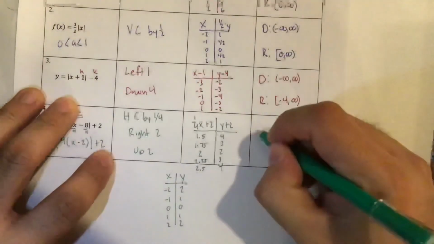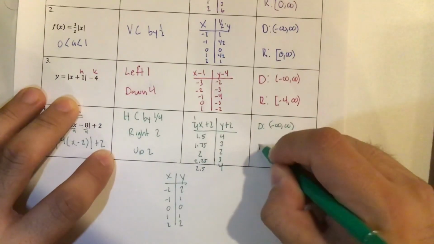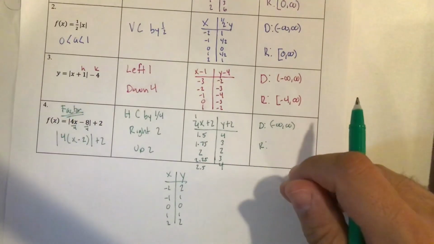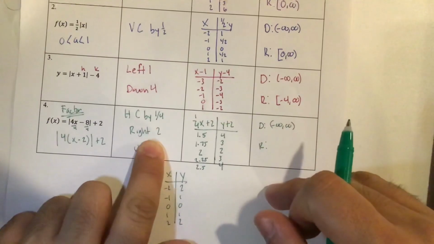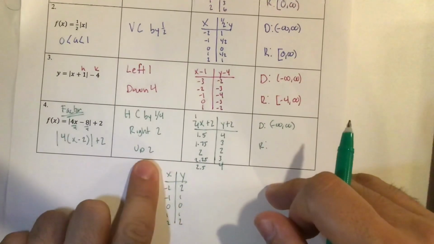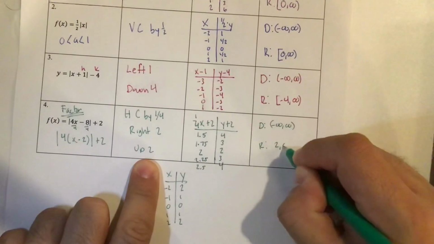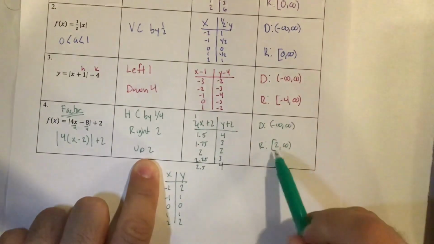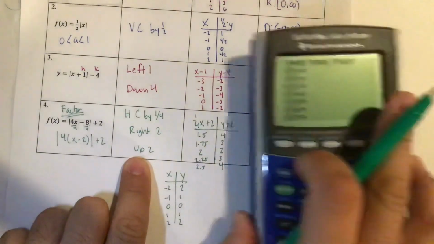First off, we should already write the domain because we know that's going to be all real numbers unless there's a restriction. For the range, really quickly, horizontal compression by 1/4 does not affect the range. Right 2 does not affect the range. Up 2 does, because now it moved the y values up 2 units. So now I'm starting at 2 and headed towards infinity. Bracket for the 2 because it is the closed circle as the vertex or the endpoint.